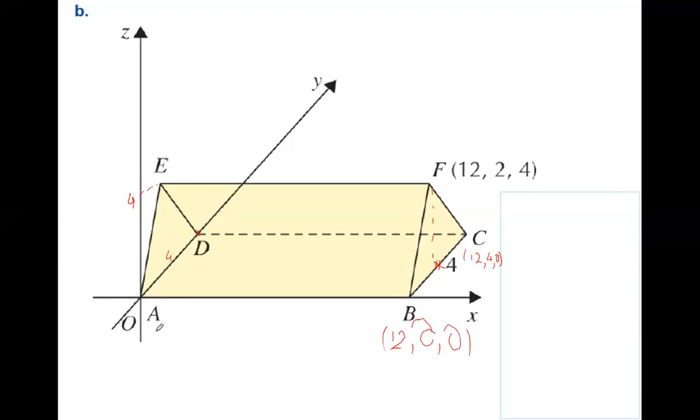So A, B, C. To do D, we've got 0 on X. So if I was to draw a line back towards X, you can see that I've not moved left or right from the 0. On Y, I've moved by, like I just said there, by 4, yeah? And on Z, it's not gone up or down, so it's got to be 0.